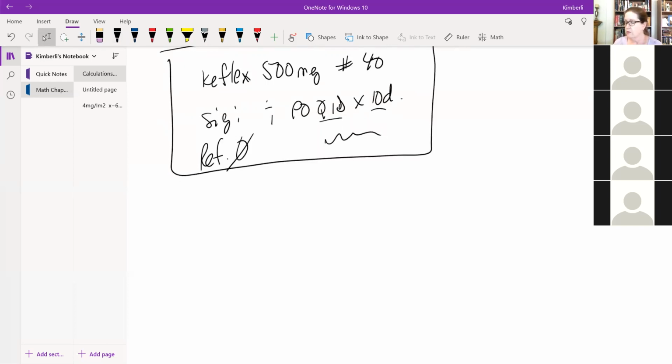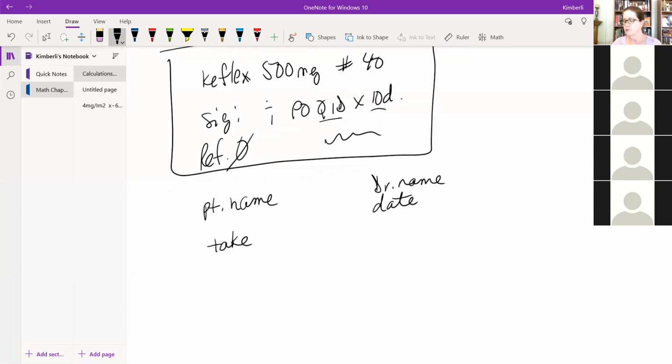Okay, so then how would we write this on the bottle? Okay, so we would have the patient's name, the doctor's name. We have to have the date. And we have to have the directions, which is the SIG. So we're going to put take. So now if Keflex only came in 250 milligram tablets, we'd have to give them 2 tablets, right? But then we would also have to give them twice as many so that they could take 2 tablets 4 times a day for 10 days.